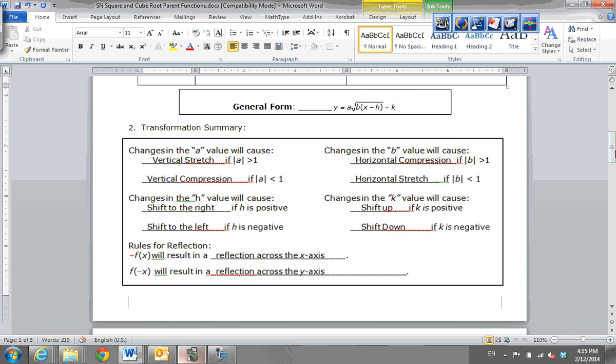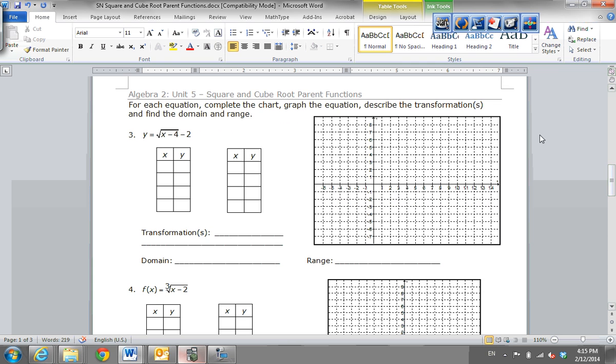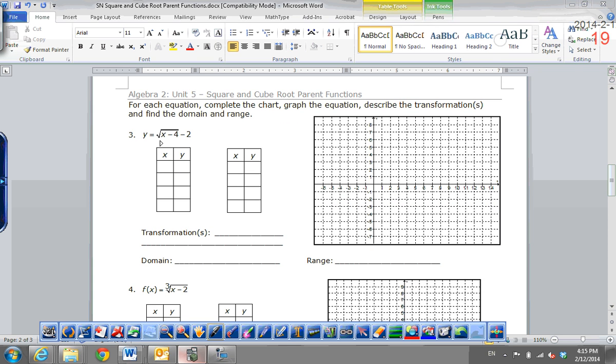Okay, got a couple examples here. Number 3, it might be beneficial to draw the parent function first. So remember, 0, 0, 1, 1, 4, 2, and 9, 3. Our transformations, before we draw our new function: minus 4 means go to the right 4. Down 2, negative 2.